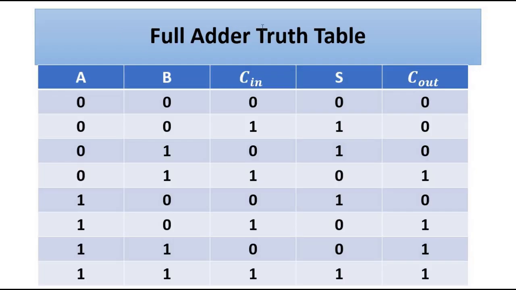Okay, next we have the truth table. So we have the three inputs here, from here to here, and these are the two outputs. So for the different input combinations, we have the following outputs. Okay, so this is the full adder truth table. You can test it.